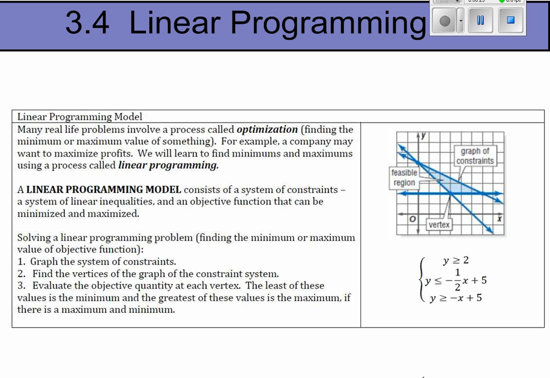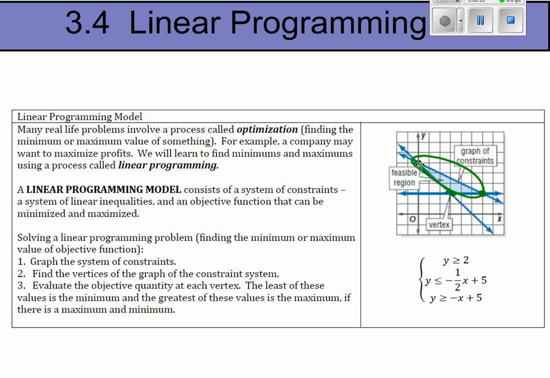A linear programming model consists of a system of constraints, which is, in our terms, a set of linear inequalities, and an objective function that can be minimized or maximized. So what we're trying to do is a couple things. One, we are trying to graph the system of constraints. We're trying to figure out what we call a feasible region, which in this case is this shaded area right here. And when you do that, points emerge.